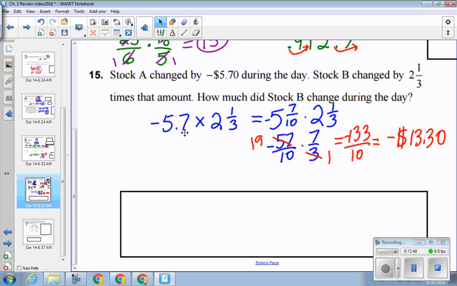Okay, so I found it easier because this would be a repeating decimal. That's pretty hard to multiply by. So I turned both numbers into fractions, and then I turned them into improper fractions and cross-simplified, and I end up with negative 133 over 10. So when I divide 133 by 10, I end up with 13.3. So that actually would end up being a negative number because it was a negative times a positive.